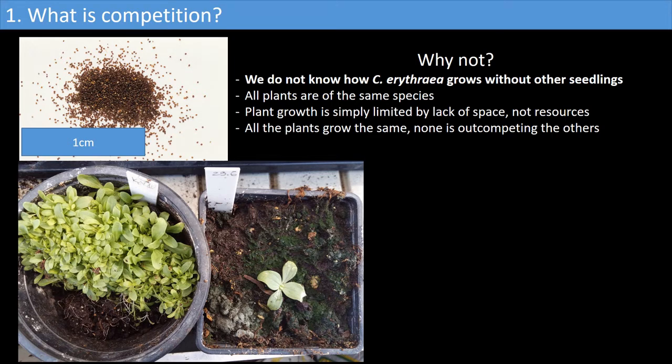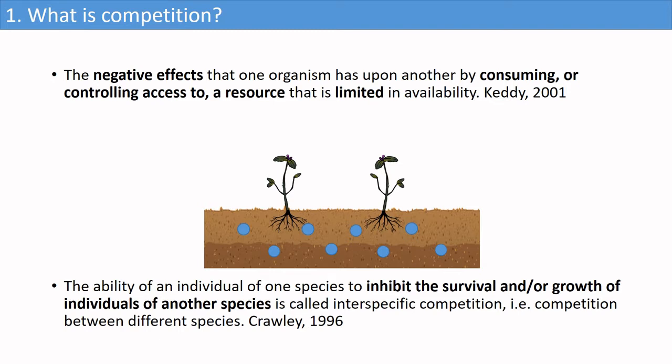So based on this, here are two definitions about competition from the books that I showed you at the beginning of the lecture. Competition can be considered either the negative effects that one organism has upon another by consuming, or controlling access to, a resource that is limited in availability. So Keddy talks about negative effects in general. They don't say what the negative effect is, whether it is the growth of the plant, the foraging behavior, and so on. And then you have Crawley, whose definition is a little bit more specific, saying that the ability of an individual of one species to inhibit the survival and growth of individuals of another species is called interspecific competition. But this can also happen in intraspecific competition.